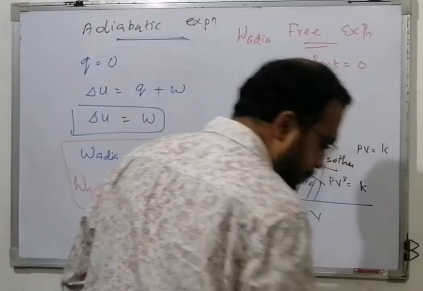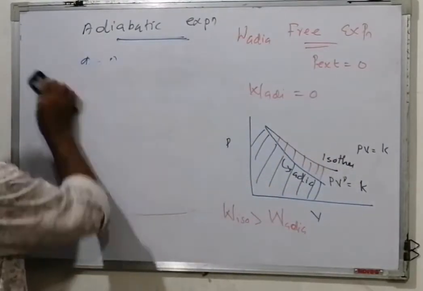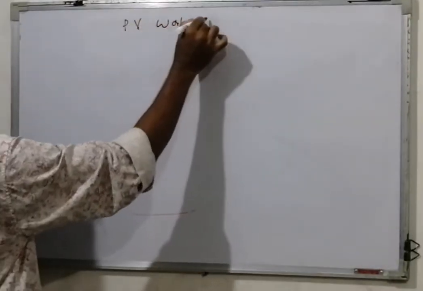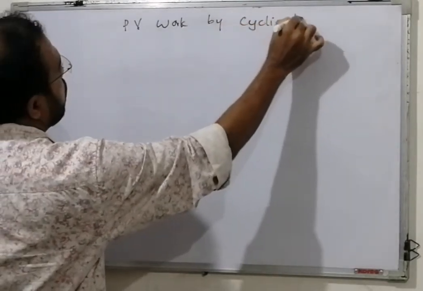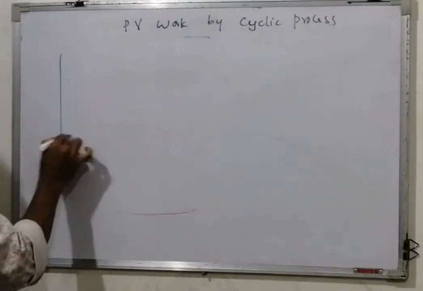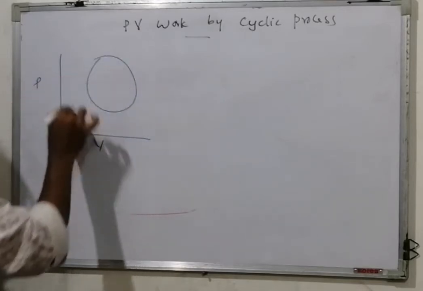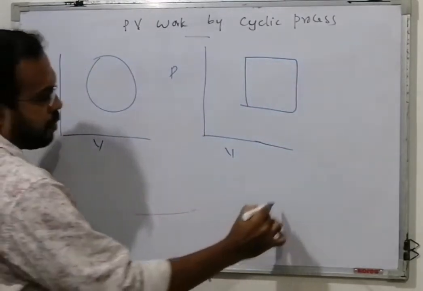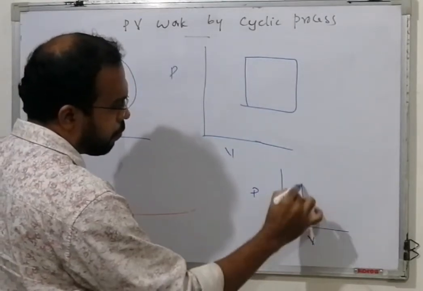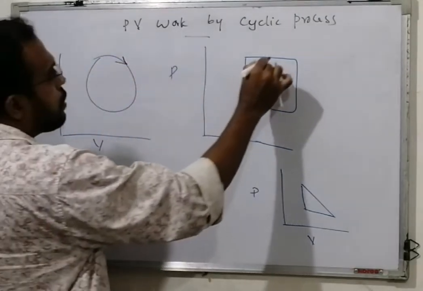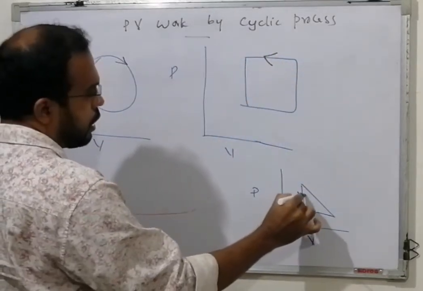Now, work done by cyclic processes. Very, very important. PV work by cyclic process. I draw some cyclic processes. PV. Another one, PV. Another one, PV. Suppose this is clockwise, this is anti-clockwise, this is also anti-clockwise.